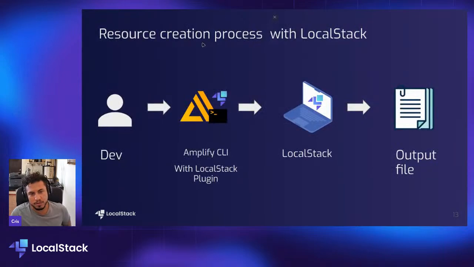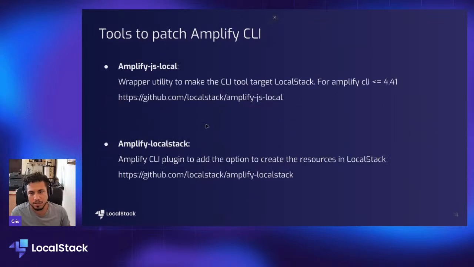So how does the process look like with localstack with the Amplify? Basically, you do the same like with every other tool. You grab your Amplify CLI tool with a localstack plugin, so that the Amplify tool now will create the resources in your local machine, and then you get a simple output file. That output file, you again just put it in your web or mobile application, and that's that. You don't need to manage anything more.